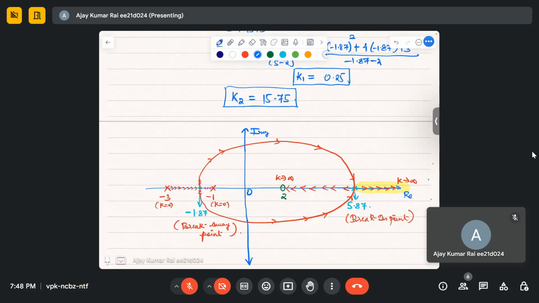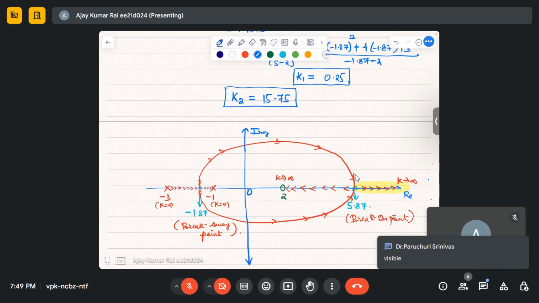Sir, screen is not shared. Is it not visible? Yes, sir, it's not. Can others also confirm whether my screen is visible or not? Can others comment whether my screen is visible or not? Because I can see it's visible. You just log out and log in.